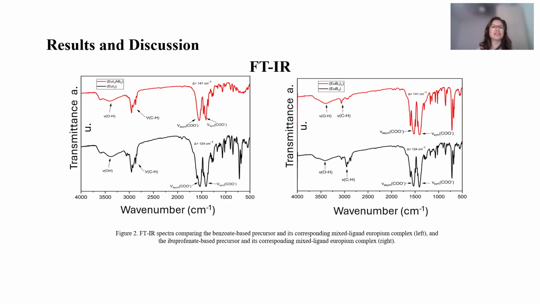To verify that the ligands were successfully coordinated to europium, FTIR spectroscopy was performed. In both synthesis routes, the characteristic asymmetric and symmetric stretching vibrations of the carboxyl groups were observed. When comparing the precursor complexes with the final mixed ligand complex, slight shifts in these bands indicate a change in the coordination environment after the incorporation of the second ligand. This spectral change confirmed the successful formation of the mixed ligand europium coordination compounds.